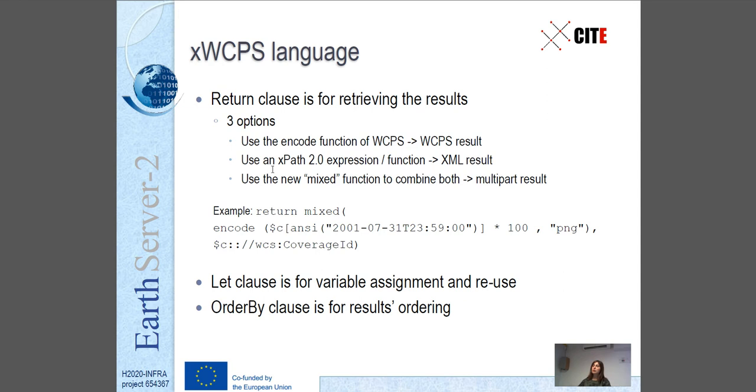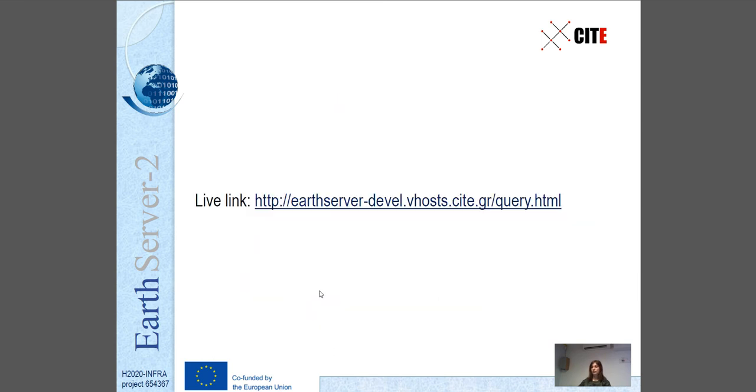In addition, xWCPS, as mentioned before, offers a new function named mixed. By using this, you can get back multiple results which can contain both array data and metadata. An example of a mixed expression is the following. You use the mixed function, which must be followed by the encode WCPS coverage expression, and then you could have any XPath expression like the following. In this example, we're saying that for the coverage with name C, we would like to retrieve back the coverage ID element. The other two optional clauses are the let clause, which can be used for variable assignment and reuse in your query, and the order by clause, which is for results ordering.